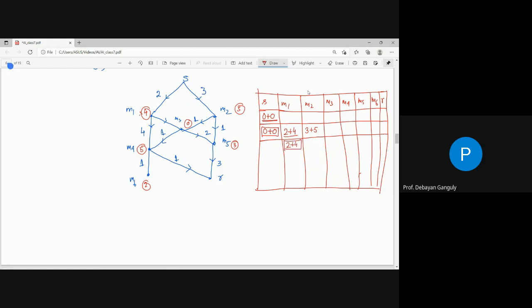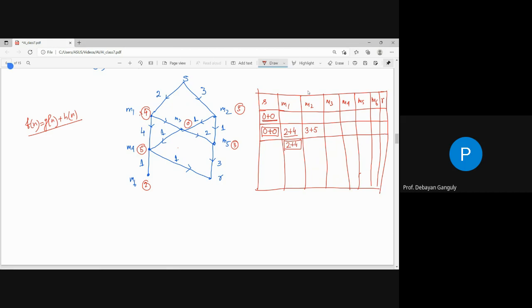This is the value of f(n), right? f(n) is nothing but g(n) plus h(n). So h(n) is the heuristic, and g(n) is the cost between these two nodes. So the thing is, this is 2 plus 4.